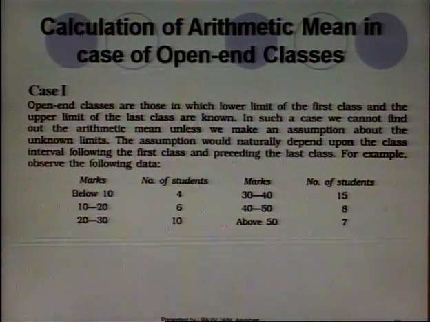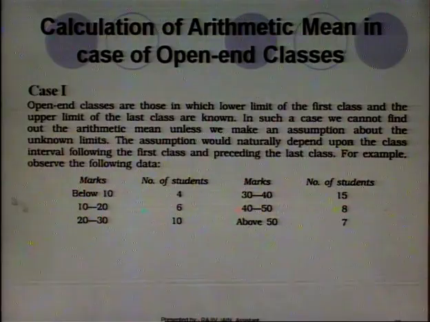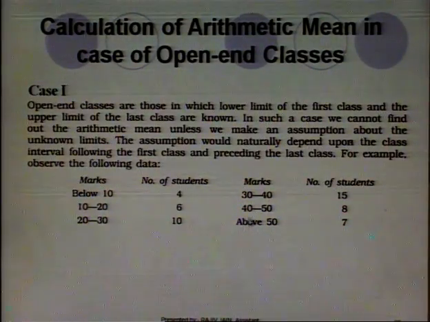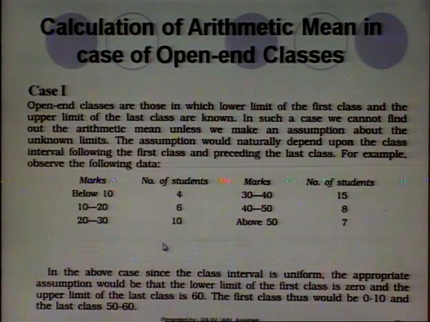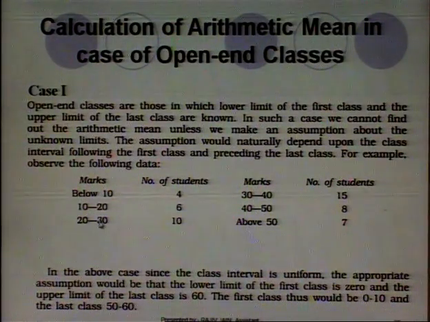For example, the marks were given: below 10 is 4, 10 to 20 is 10, 30 to 40 is 15, 40 to 50 is 8, above 50 is 7. Now in the above case, since the class interval is uniform, you see the class interval is uniform, 10 to 20 is uniform, 20 to 30 uniform, 30 to 40, 40 to 50, all the same.